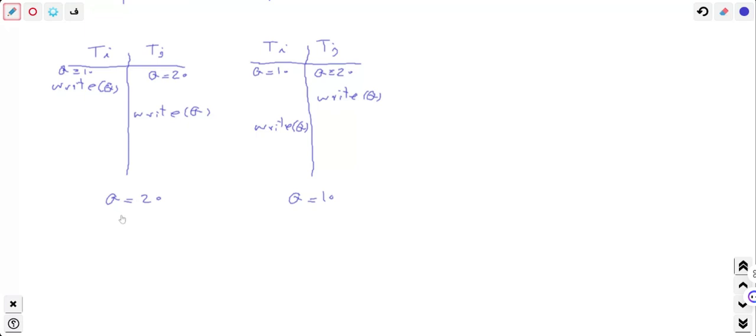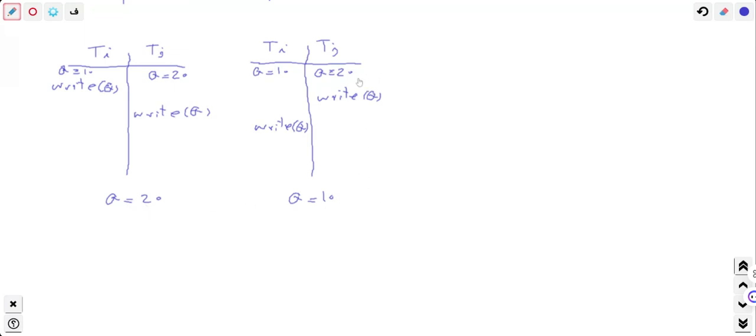I ask you if these two different orders have the same result on the database or not. As you see in the left side, first the value of 10 has been written on Q, and then the value of 20 has been written. So the final result will be 20. The final value that you see for Q on the database is 20.